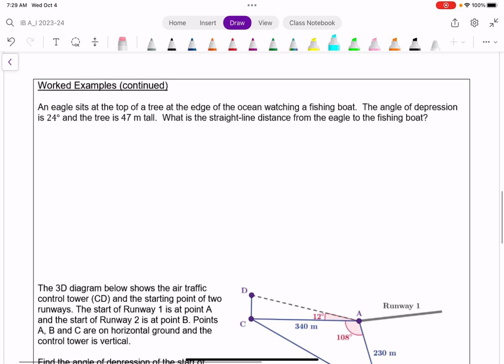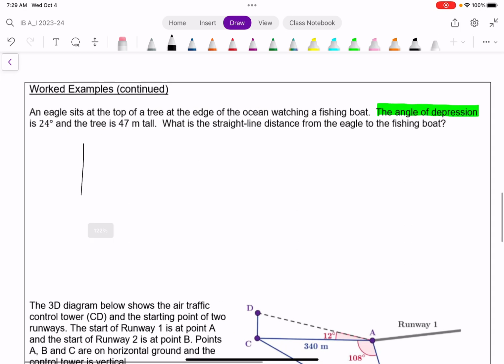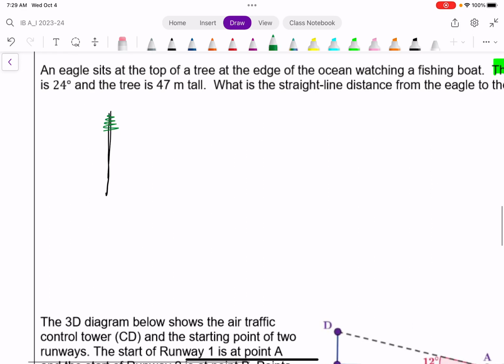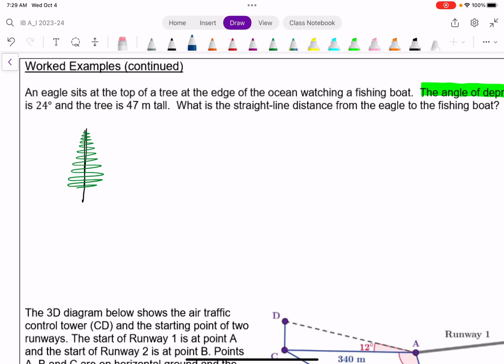The second question is about just making sure we understand angle of elevation, or in this case, angle of depression. And once we understand that, this is a very quick question. So an eagle sits on top of a tree. Let me try to do my best attempt at drawing a tree here. So we got a tree here. Lovely tree. At the edge of the ocean. Here's the ocean. It's watching a boat, because that's what eagles do. They watch boats. And so I'll draw an orange boat here.